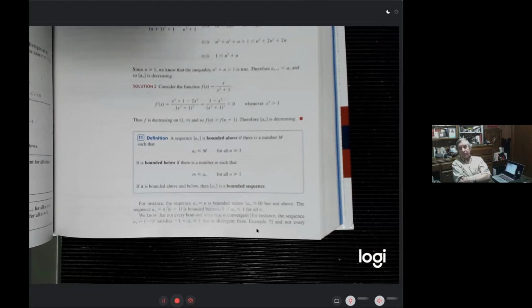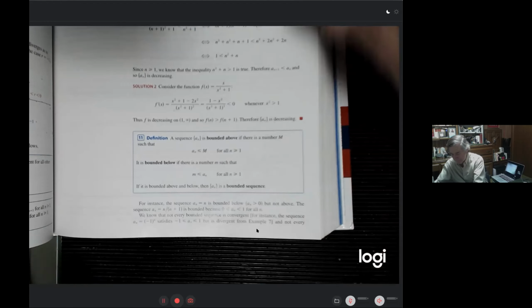Lastly, I might have a sequence that jumps around. But boundedness isn't dependent on whether it's going up all the time or not. Like if I have the sine of n, sine of 1, sine of 2, sine of 3, that sequence is bounded because the sine function is bounded. That doesn't mean it converges. So convergence is not necessarily obvious just because something is bounded.